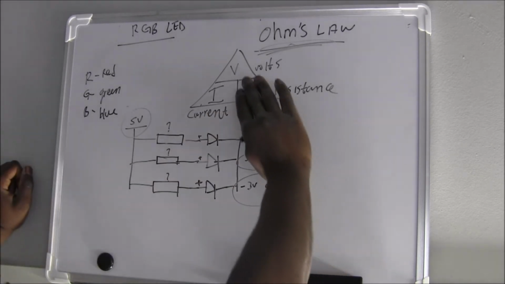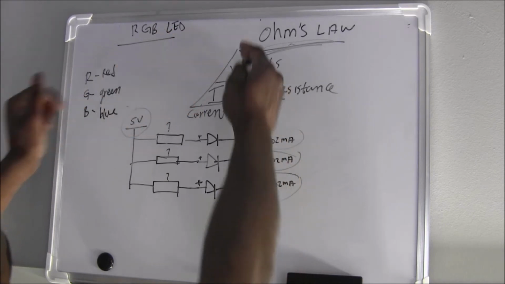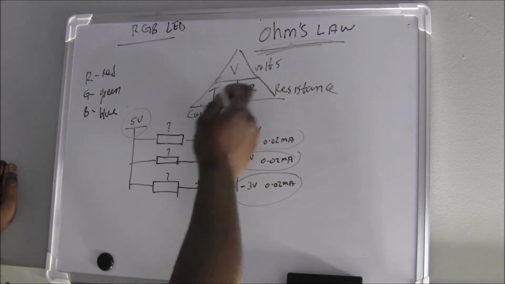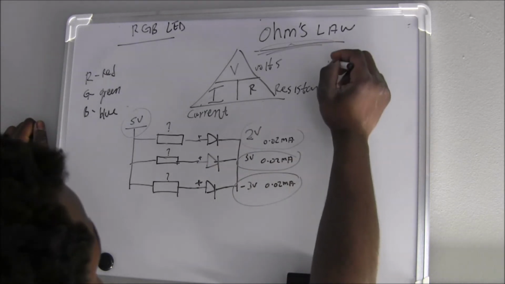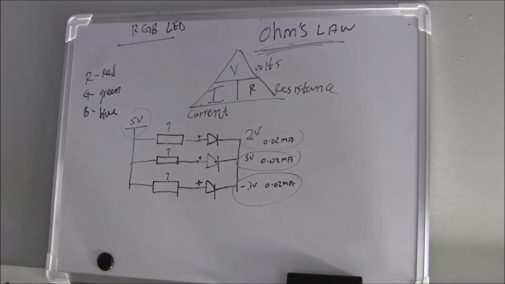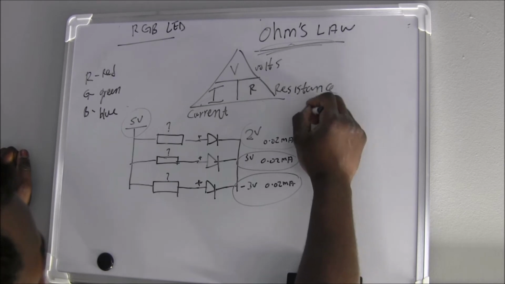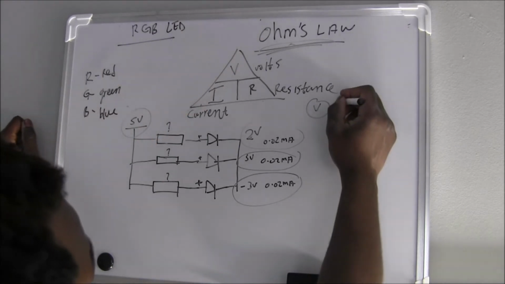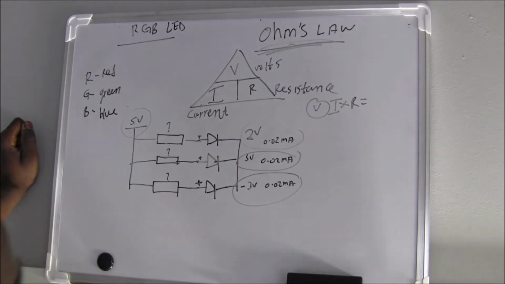So if we cover the R like this, we are left with voltage divided by current. Going from up to down is divide, going from the left to the right is times. So I'm going to write the equation like this. Let's say we start by looking for volt. If we cover the volt here, we are left with current times the resistance. So this equation is for finding the voltage.